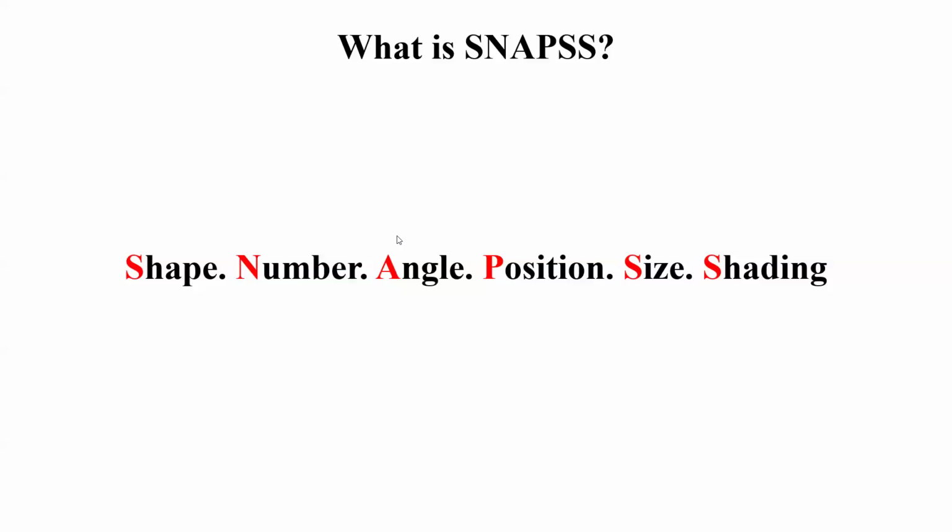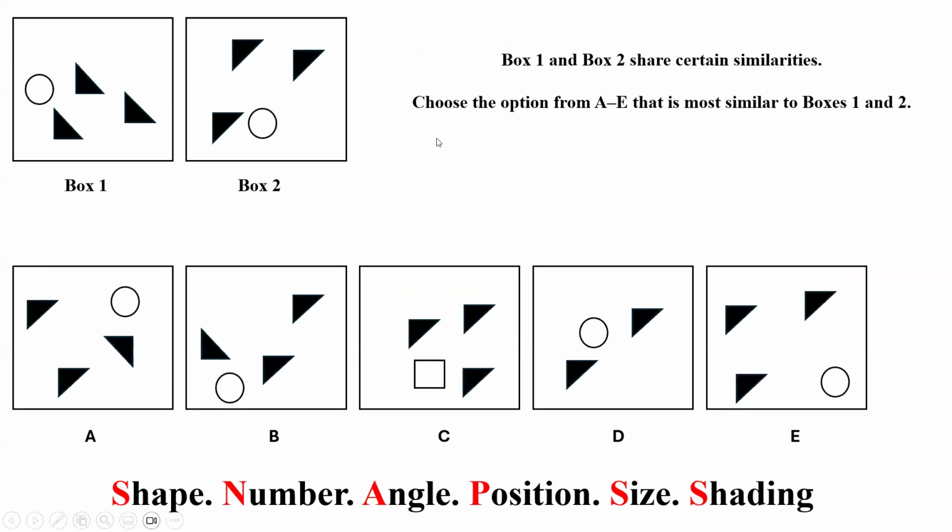Yes, good. So SNAPS reminds us of the things that we can look for when doing non-verbal reasoning questions. We can look at the shapes, the number of things, the angle of things, the position of things, the sizes of things, and the way that the things are shaded. And these all come into play at some time or another during non-verbal reasoning.